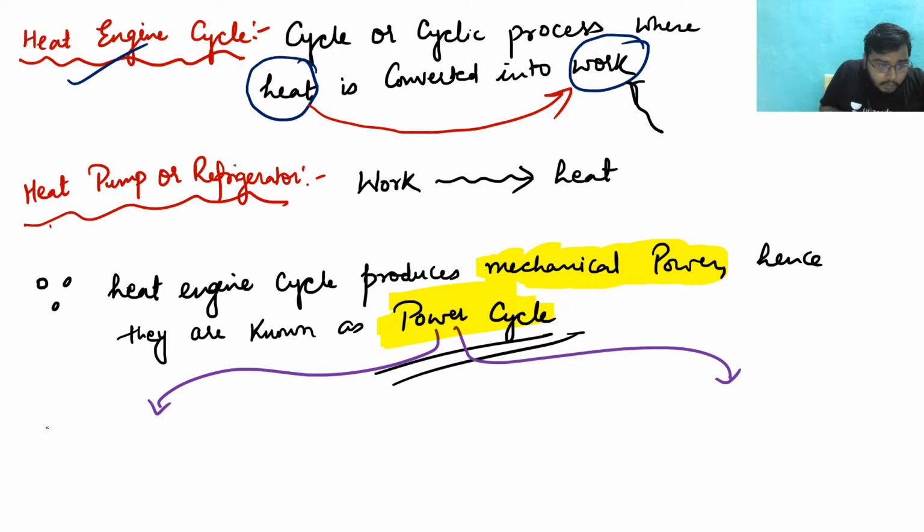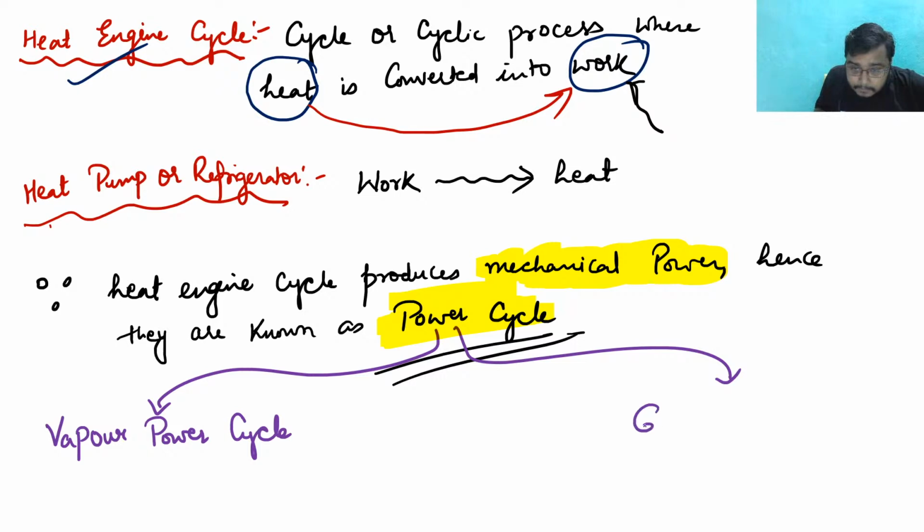What are them, sir? Let us see. First one is vapor power cycle. And the second one is gas power cycle. Clear? So first one is the vapor power cycle, and second one is the gas power cycle.